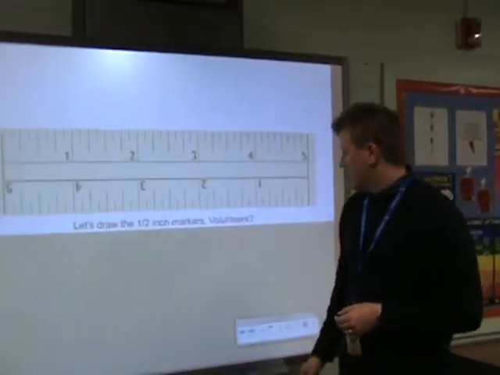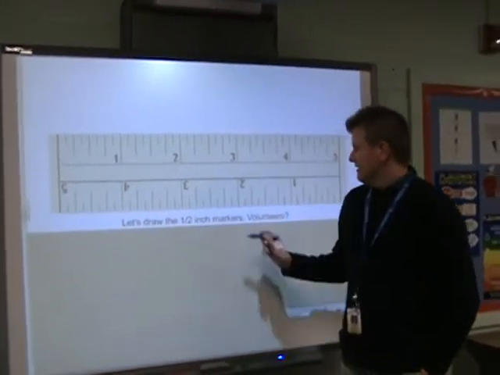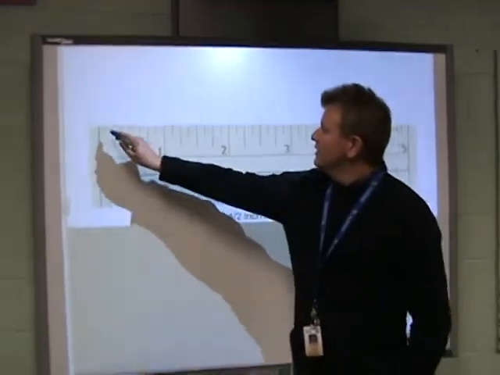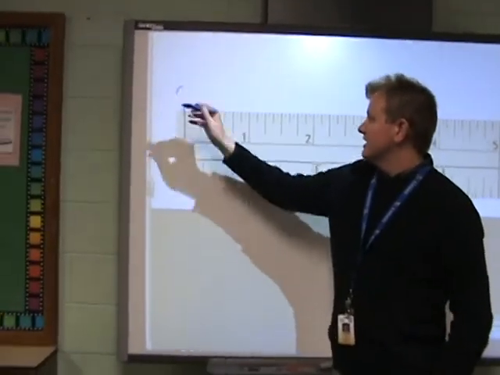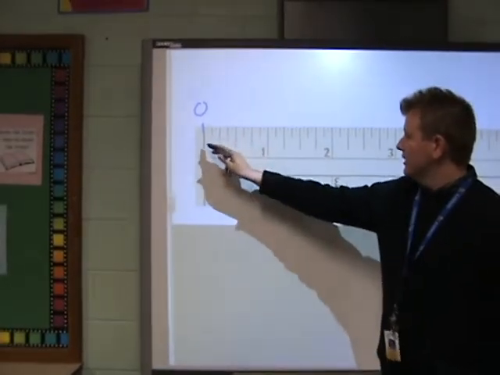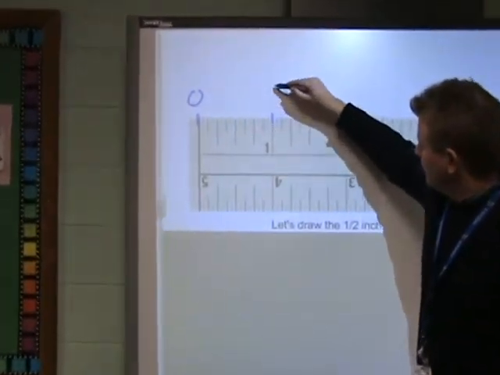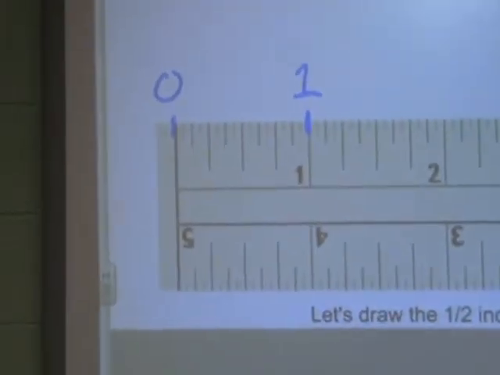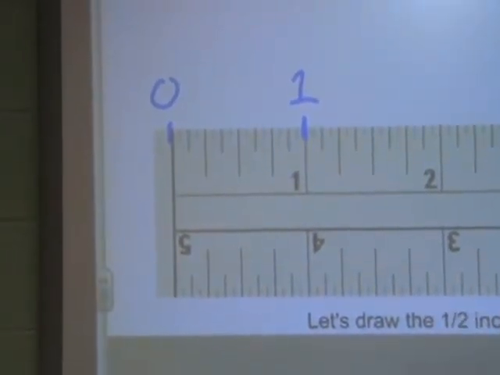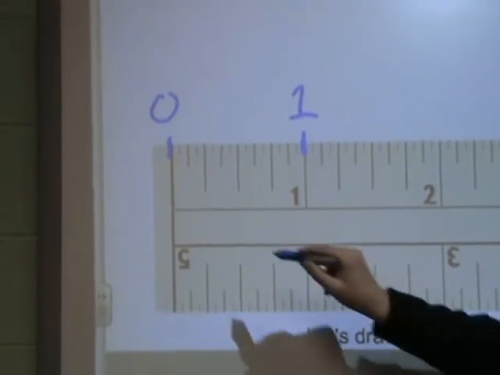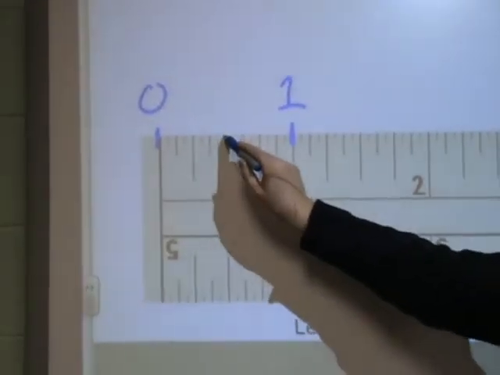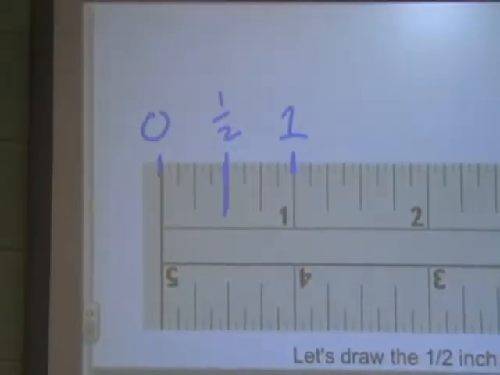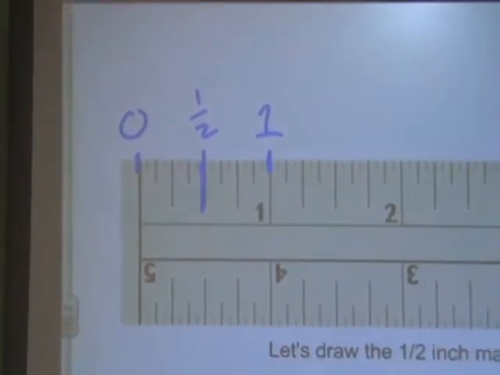Let's draw 1/2 inch markers, okay? It says volunteers, I'm the only one here, so I volunteered, all right? Here we have 0, just like it's a number line, right? This is our ruler, we have 0 and we have 1 here, okay? Between 0 and 1, and now every ruler is going to look a little different, but they're all going to have these same kind of markings, okay? Halfway would be right here. That's 1/2. Okay, that's halfway between 0 and 1.